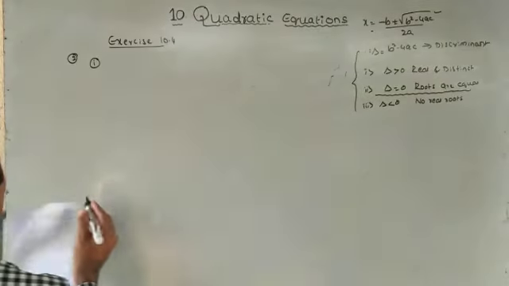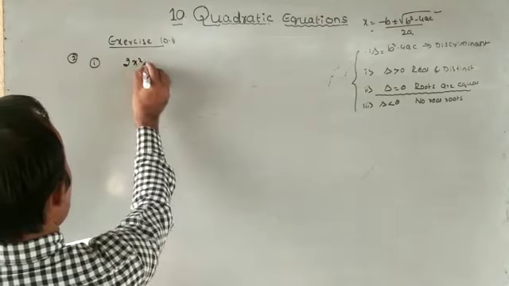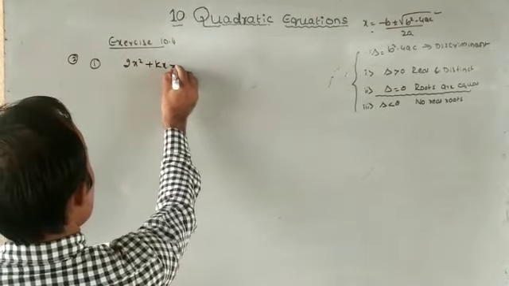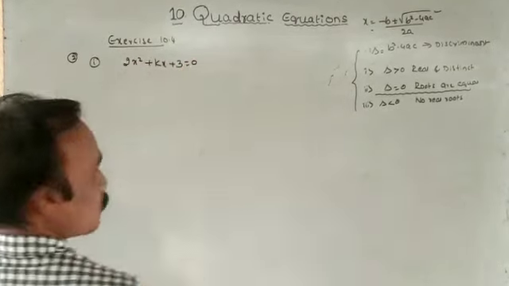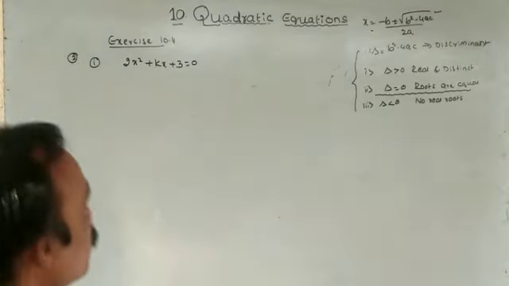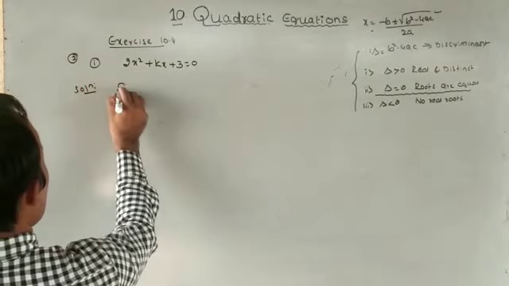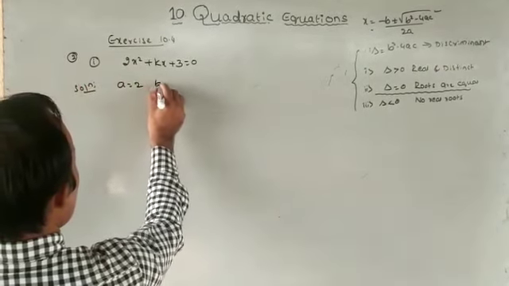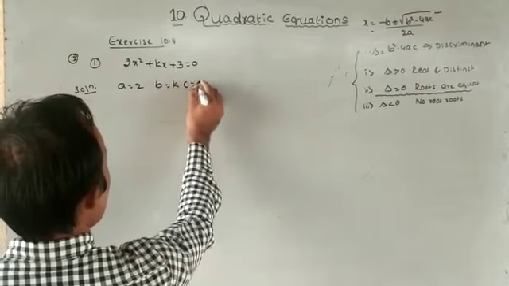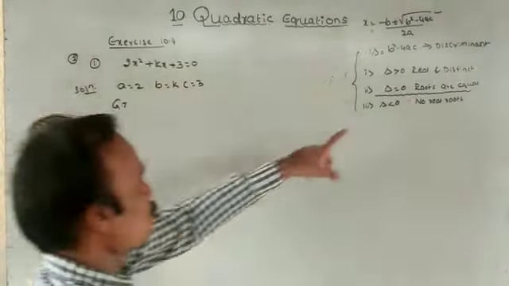So first you have to see the equation. First one, 2x square plus kx plus 3 is equal to 0. Now this is of the form ax square plus bx plus c is equal to 0. That's the solution, note down. What is the value of a? 2. What is the value of b? k. What is the value of c? 3. Yes, given that.